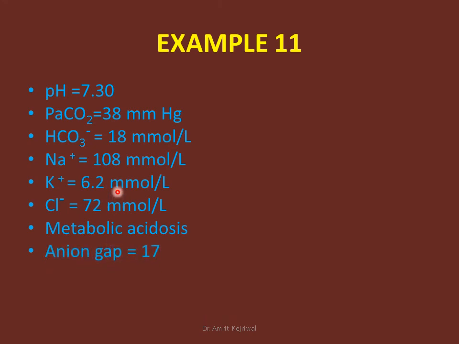Anion gap is approximately 17. So you get sodium minus bicarb minus chloride. So this nearly is equal to 18, perhaps 19, and delta gap is 17 minus 12 by 24 minus 19, which is equal to 5 by 5 and is equal to 1. These things, anion gap and delta gap, have been discussed previously in the previous videos.